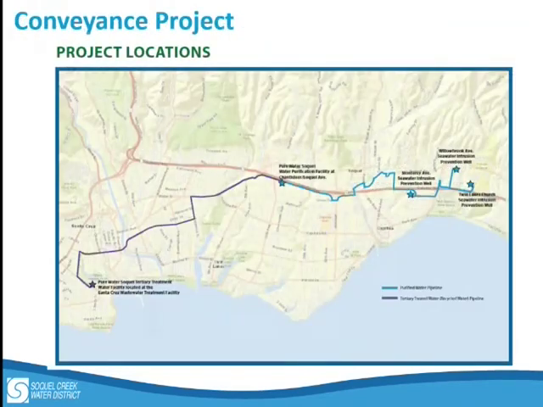I'll back up. The first segment between the wastewater treatment plant and the Chanticleer site is going to have two pipelines in the same trench, and that's part of the design effort here. The final blue line going from Chanticleer to Aptos is just a single pipeline. Any questions about that? Okay.